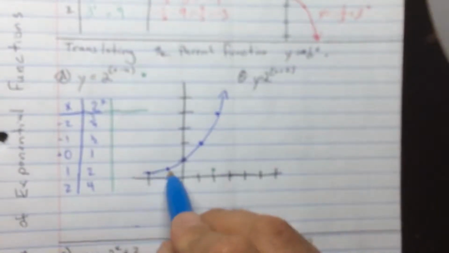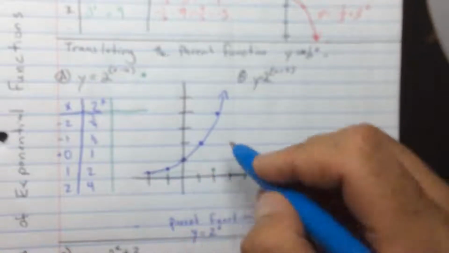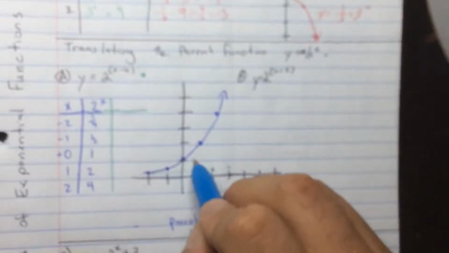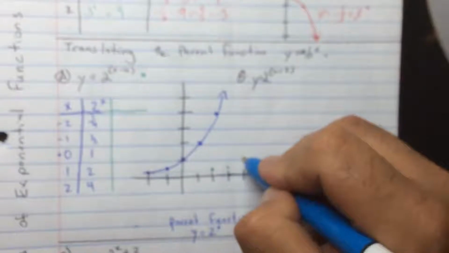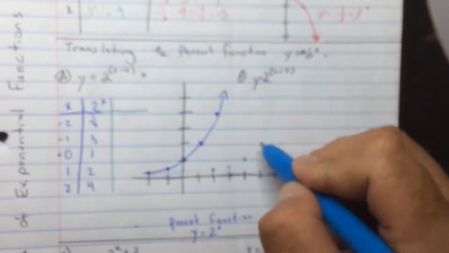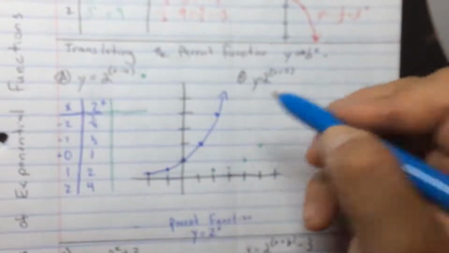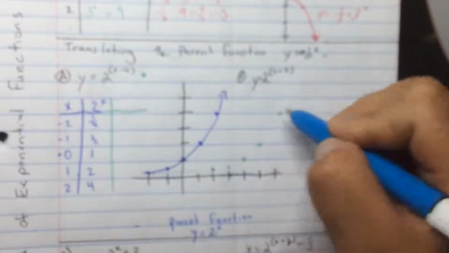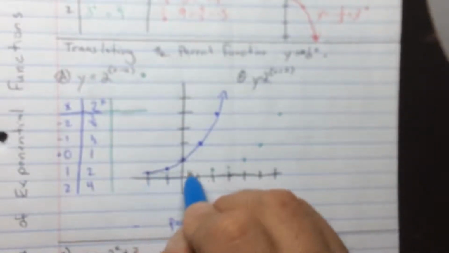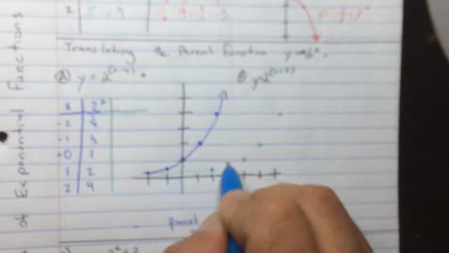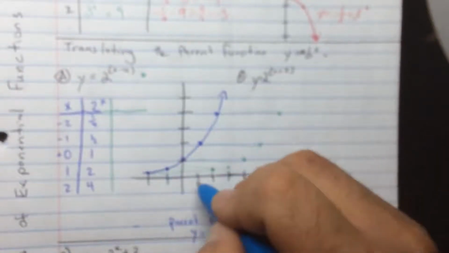This is going to move over again. 1, 2, 3, 4. Oh, I guess we did need that one. So these are all moving 4 units over.